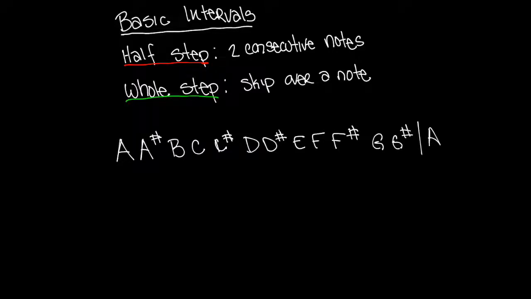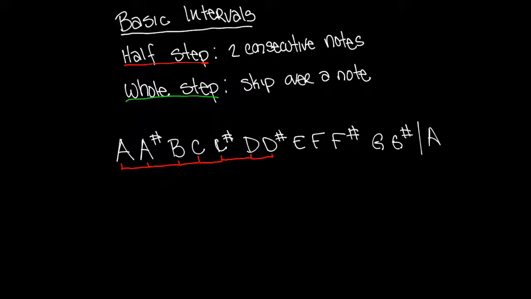Now, the definition for a half step is two consecutive notes. So let's take a look at what a half step would be. And since I underlined it in red, I'm going to use red. A half step would be this distance here, from A to A sharp, or from A sharp to B, or from B to C, or from C to C sharp, and so on and so forth. I could do this all the way through, from C sharp to D, from D to D sharp. Those would all be considered half steps.